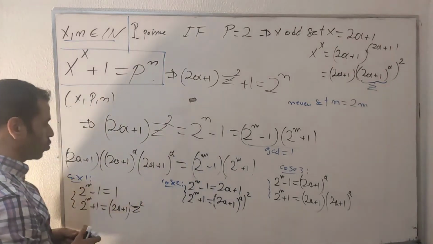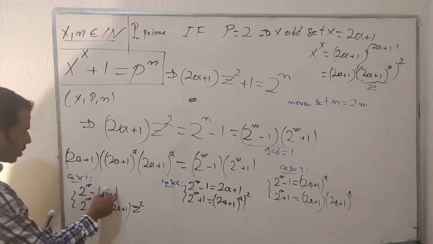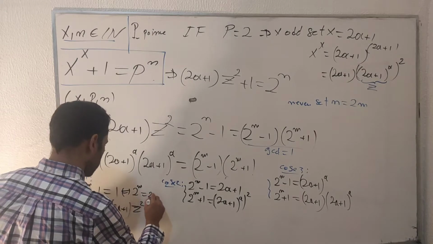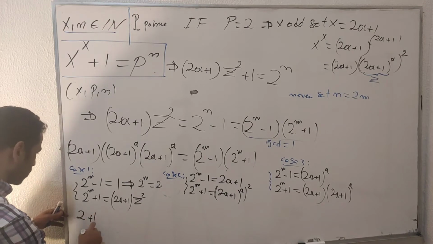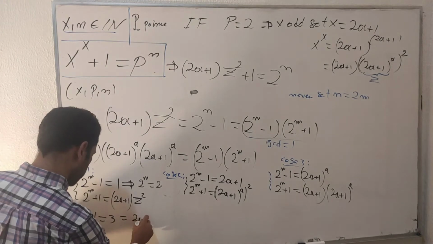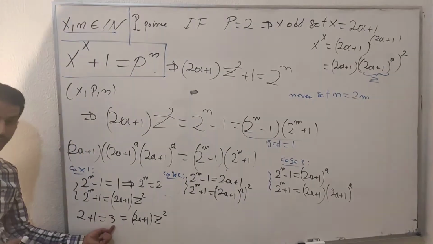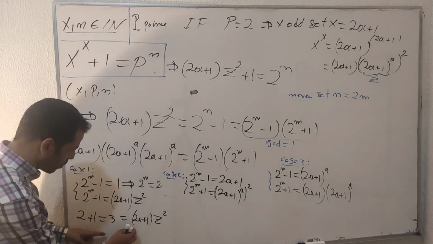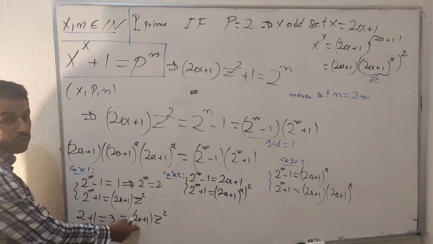Now let's go through each one. Let's go through the first one. By taking the minus 1 to the right, I get 2 to the m equals 2. Let's take this value and insert it into the second equation. 2 plus 1, which equals 3, equals (2a plus 1) multiplied by z squared. Since 3 is a prime and these are odd, 1 is going to take this one, and 3 is going to take this one, because the square is bigger than 2a plus 1.